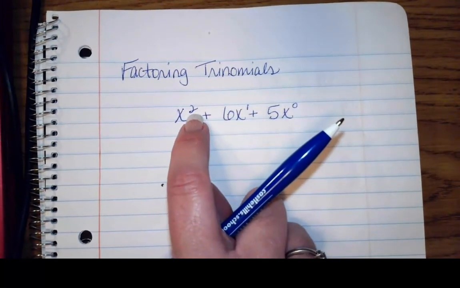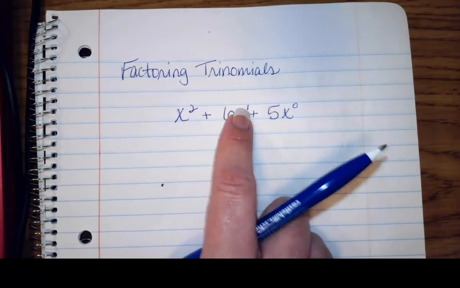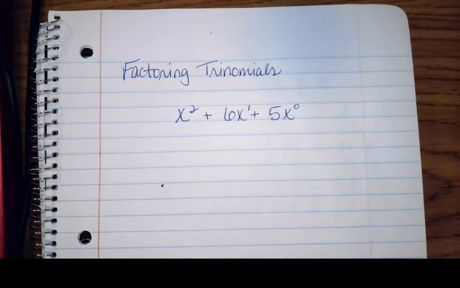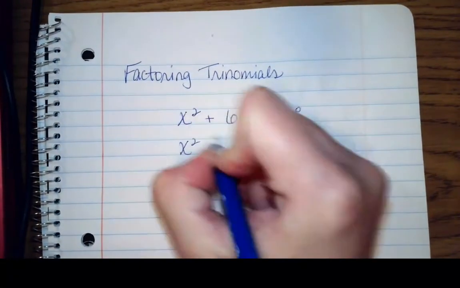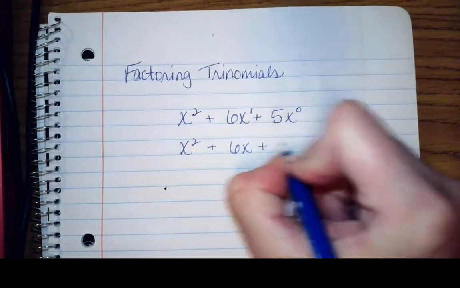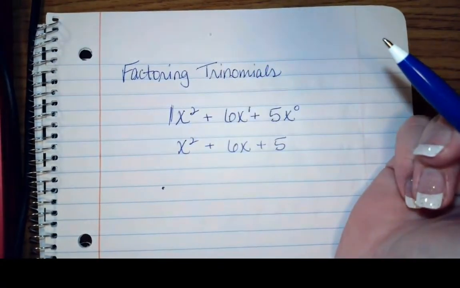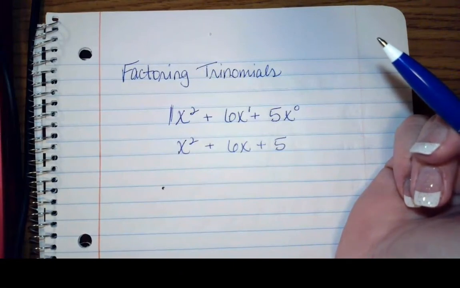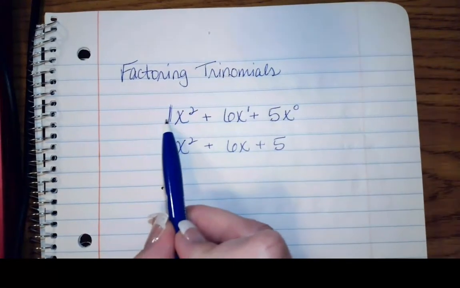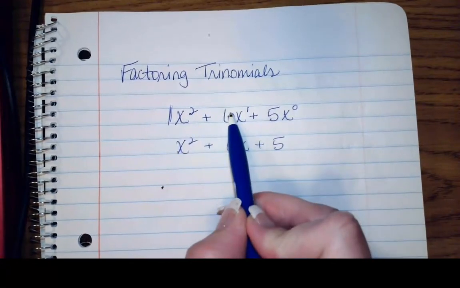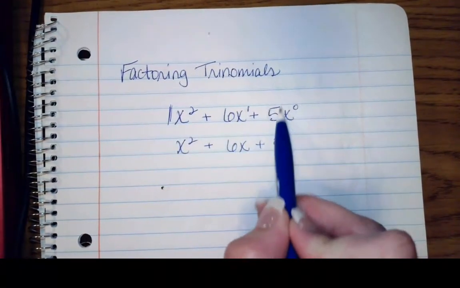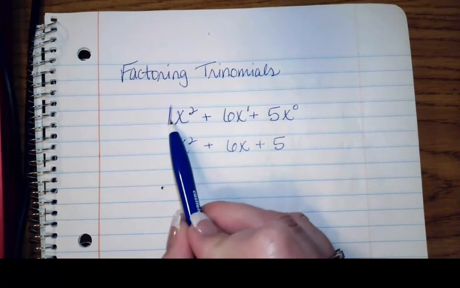So notice what happens with my exponents. They go 2, 1, 0. So I'm in descending order. I'm going to write this thing again. And then what else did I say? I said we've got a lead coefficient. A coefficient is the big number in front of the variable. It tells you how many of them you have. I have 1 x squared, I have 6 x's, and I have 5 x to the zeros. So it tells you how many.